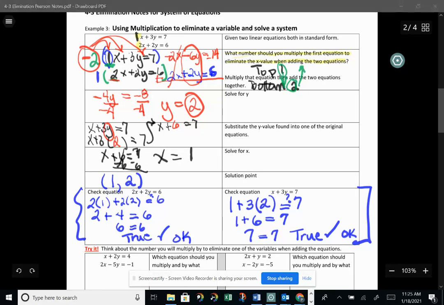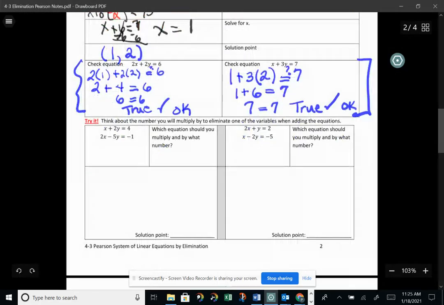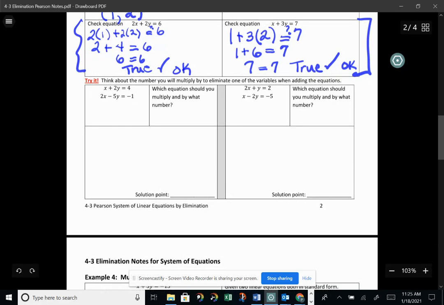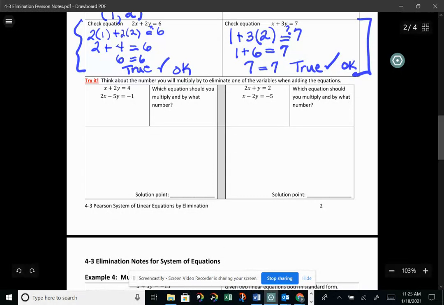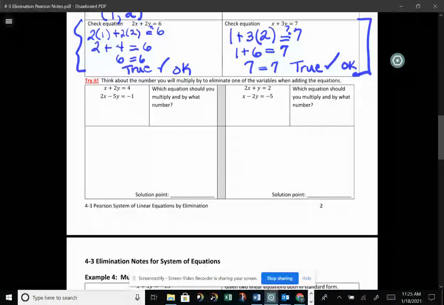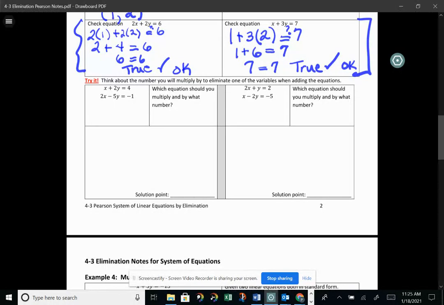Okay. So now, let's see if you can do this. Which equation should you multiply by what number? So I want you to think about this. Which equation should you multiply? This is the only part I want you to do, and I want you to think about it. That means you're pausing the video and actually trying this on your own. So let's see if you get the same thing.